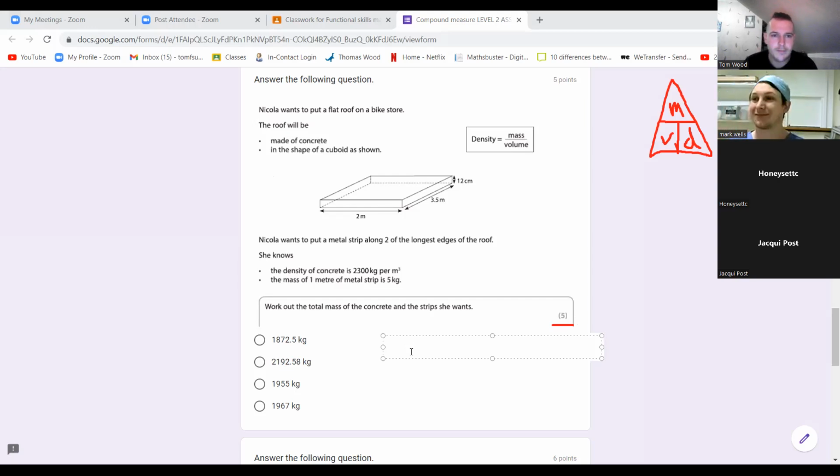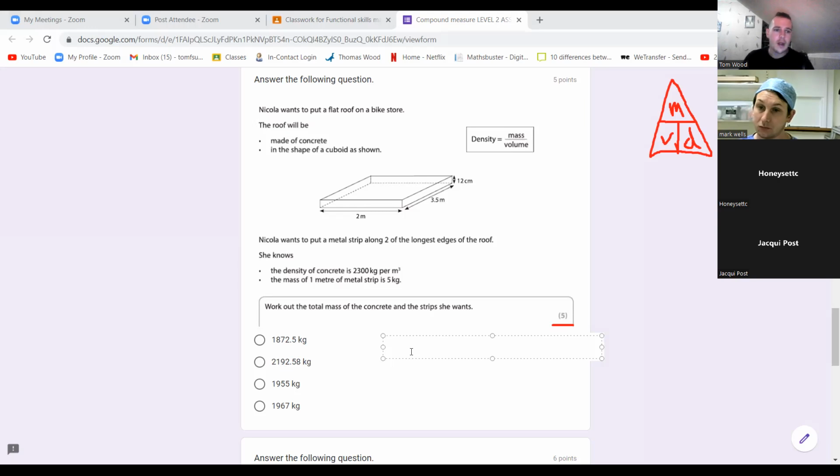So we've got 5 marks. I'm just going to not do the maths, I'm just going to read it. Nicola wants to put a flat roof on a bike store. The roof will be made of concrete and in the shape of a cuboid shown below. So I know I'm dealing with this cuboid. Nicola wants to put a metal strip along the 2 longest edges, and she knows that the density of concrete is this amount, and the mass of 1 meter of metal strip is 5 kilograms. What is the total mass?